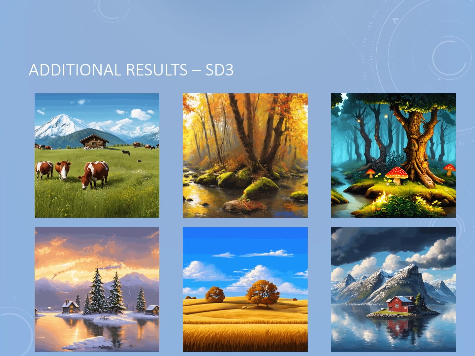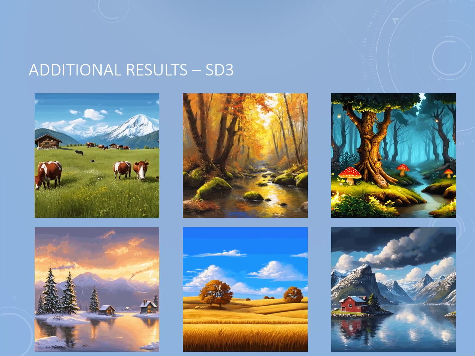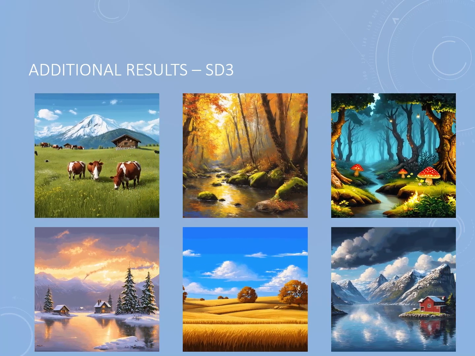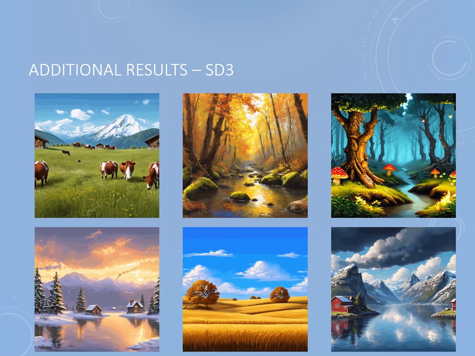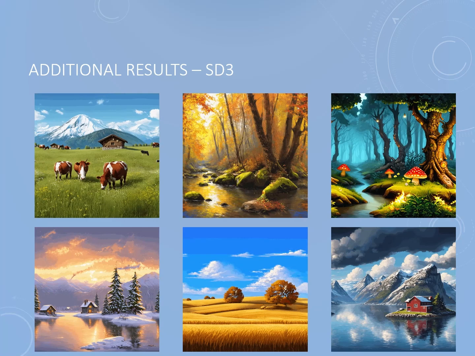Our method generalizes across different diffusion architectures. We've successfully tested it with Stable Diffusion 3, Stable Diffusion XL, and even ControlNet, showing the broad applicability of our approach.